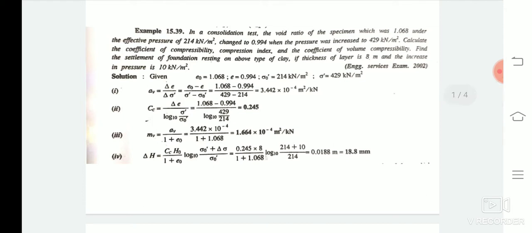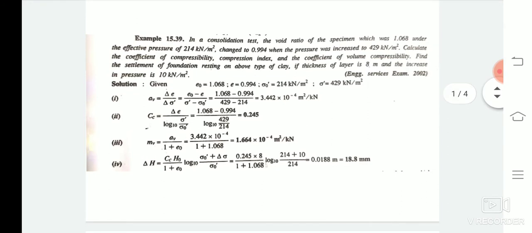Next is the coefficient of volume compressibility. So what is the coefficient of volume compressibility? m_v is given by a_v divided by 1 plus e naught, where we have already found the value of a_v as 3.442 into 10 to the power minus 4. Substituting this value and the value of the initial void ratio, we get the value of m_v as 1.664 into 10 to the power minus 4 meter square per kilonewton.